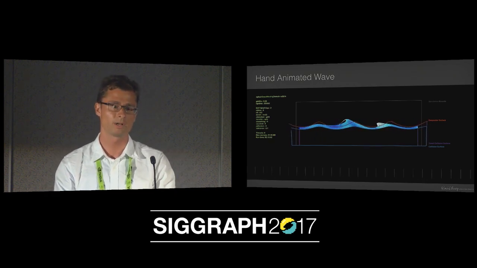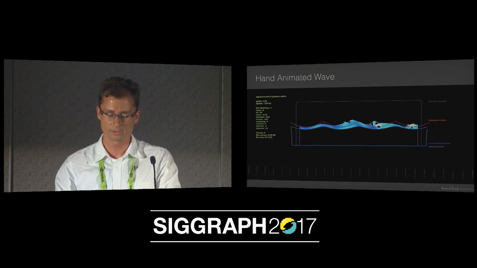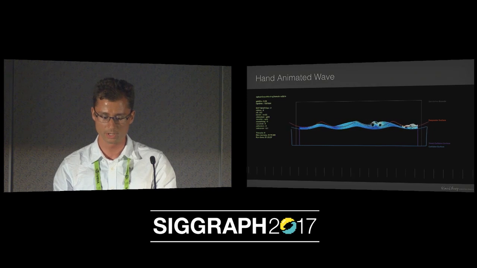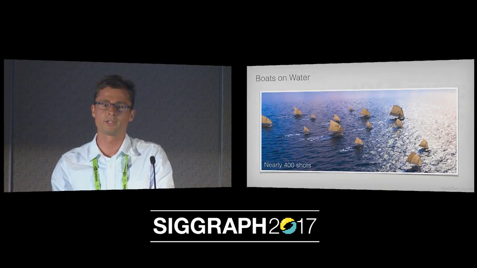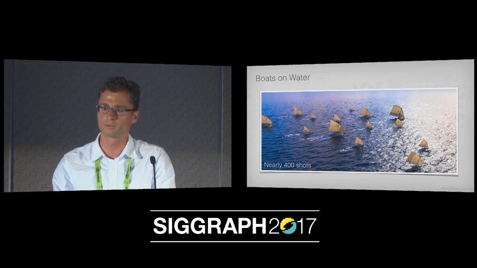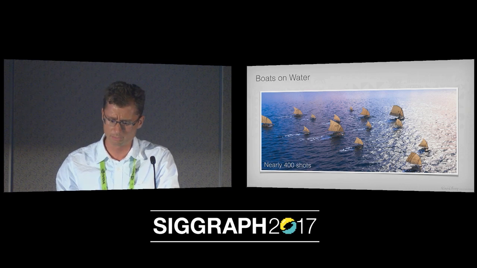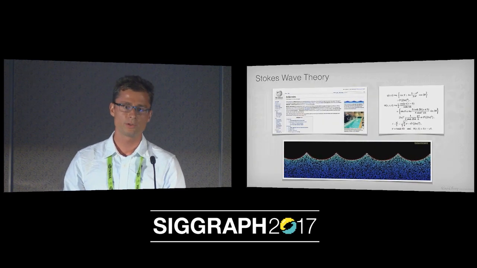And, of course, we could have probably had our artists work on it some more, try to fix those velocities to make them more plausible so the matching is better. But that was not practical because we had nearly 400 shots in the movie with canoes on water, so we had to look for a more principled solution to that problem.